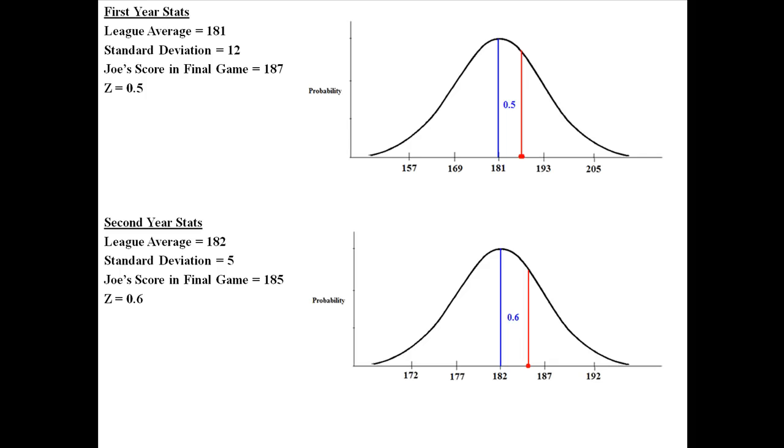So you can see how the raw score might be inaccurate, but when you compare it to a z-score, we can actually see which score is better. And that is a z-score.